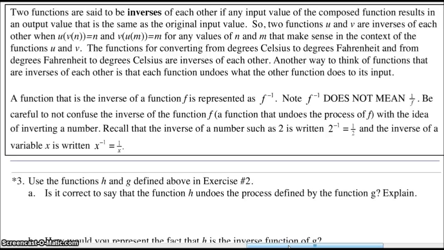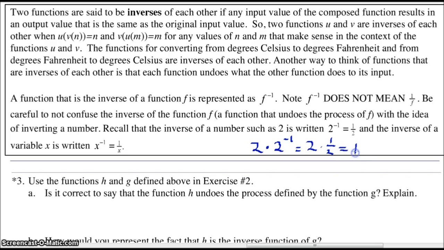A function that is the inverse of a function f is represented as f inverse. Note, f inverse does not mean 1 over f. Be careful not to confuse the inverse of a function f, a function that undoes the process of f, with the idea of inverting a number. Recall that the inverse of a number such as 2 is written 2 inverse equals 1/2. And the inverse of a variable x is written x inverse equals 1 over x. And why do we use that notation? Well, they undo each other. Notice that 2 times the inverse of 2 is 2 times 1/2.